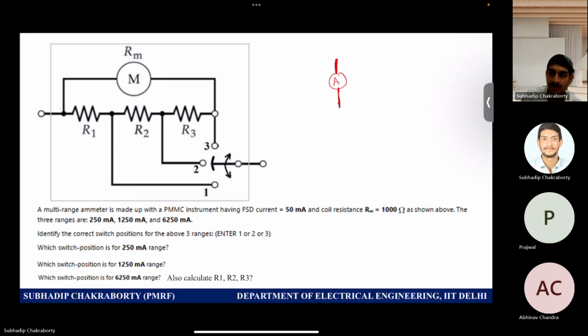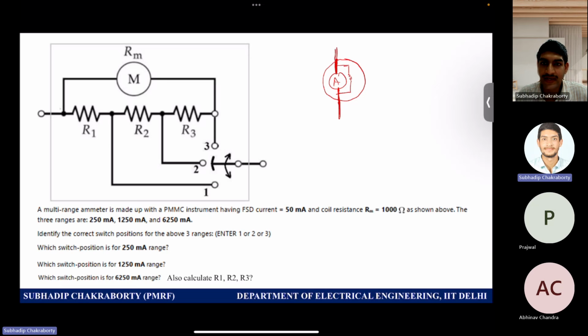This total combination will effectively behave as an ammeter which can carry a higher amount of current, much higher than the current carrying capability of this meter. That's why we use shunt resistors, right? So that you can provide a path for the excess current and scale your meter accordingly such that you can measure that current. Obviously you have to provide the shunt path.